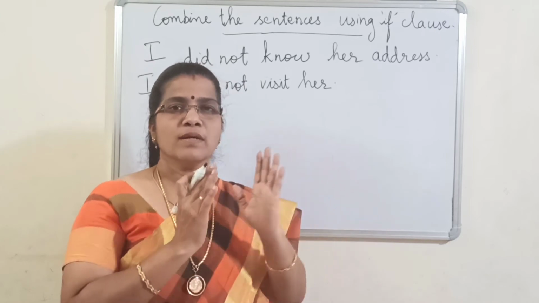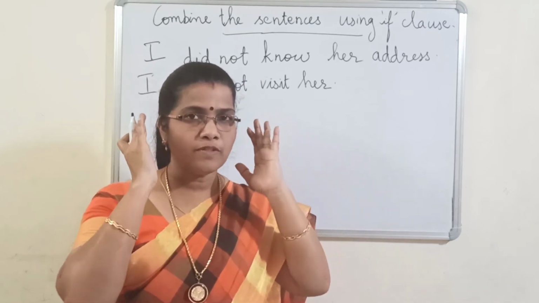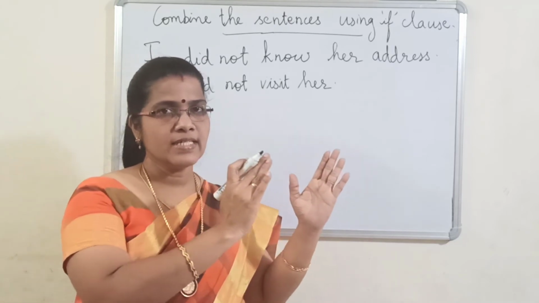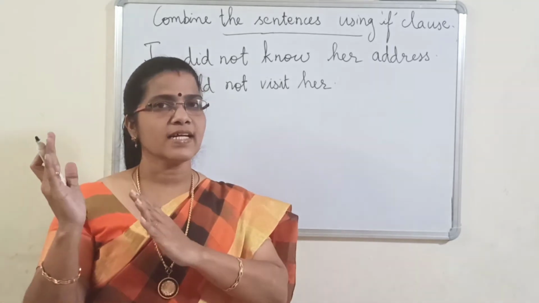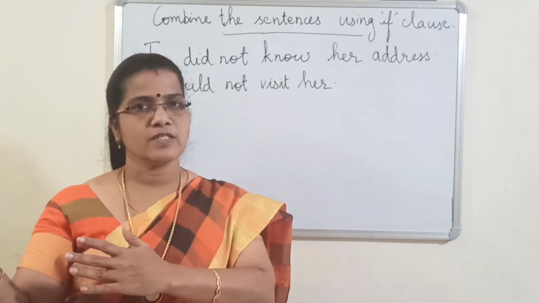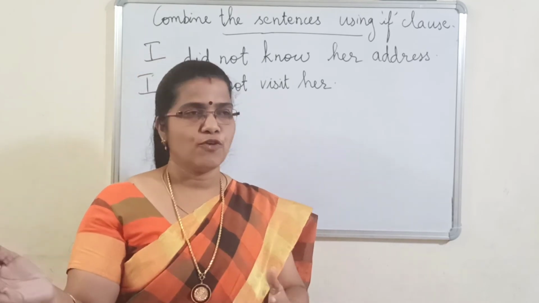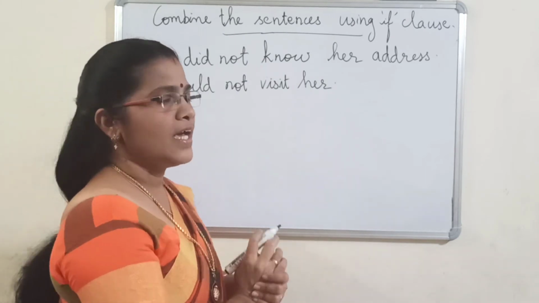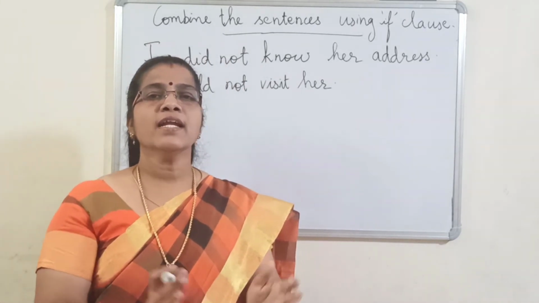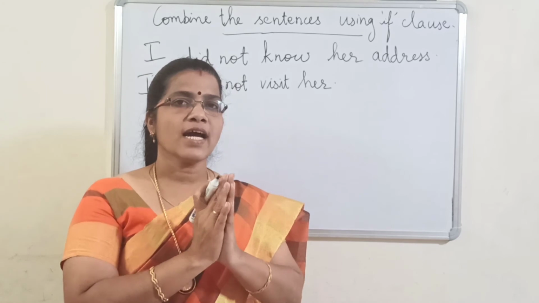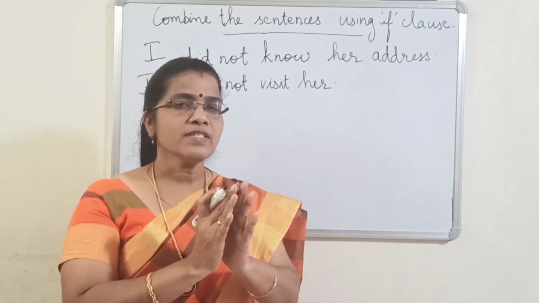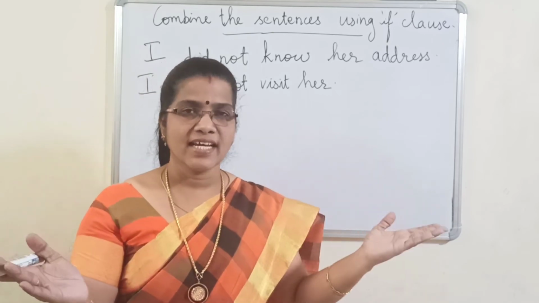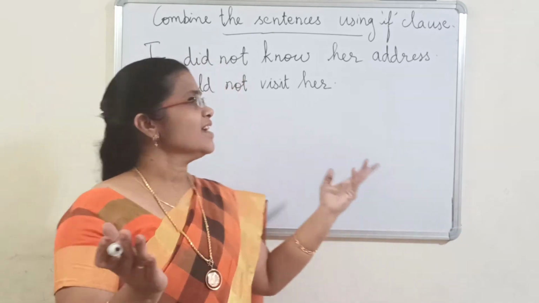Okay, right. So immediately you should remember the form of type 3. Type 3, you know that the if clause will get past perfect tense, and the other side you get would have, could have, etc. plus the past participle form. Okay, so how do you write it? I did not know her address. And the other thing that you have to remember is that when you combine using type 3, your negative sentence becomes positive and your positive sentence becomes negative, vice versa. Okay, right. So how do you write?